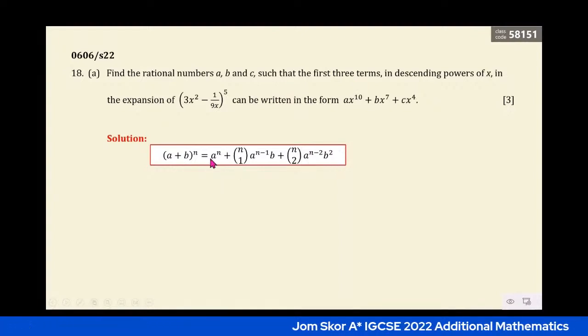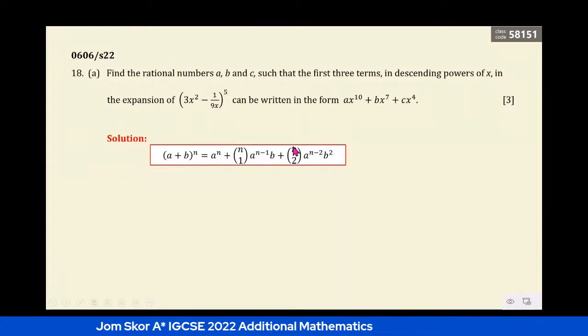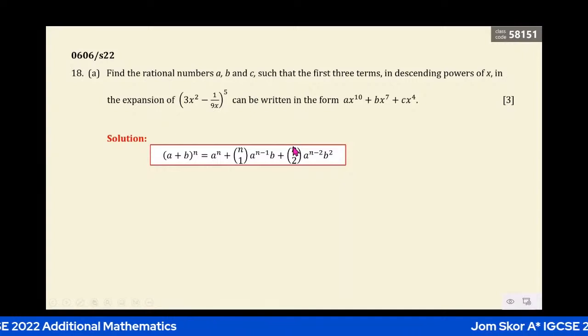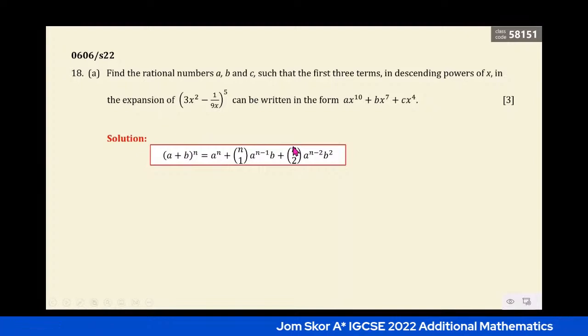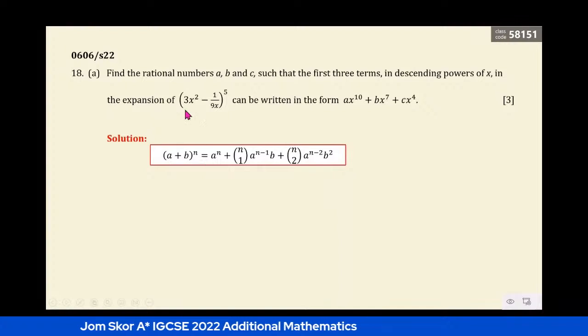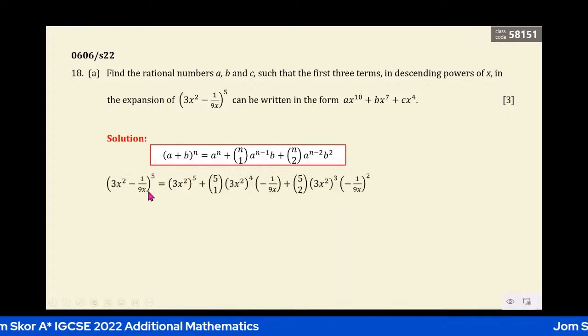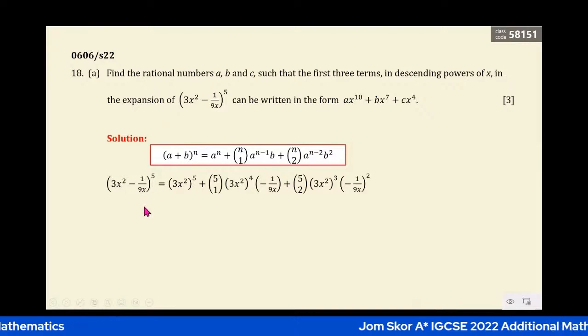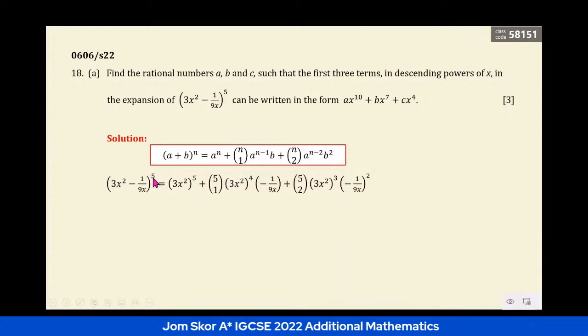First term, second term, third term. Okay, tak payahlah sampai nr tu. Kalau you all refer dekat depan, formula depan tu, dia sampai nr. Lepas tu dot dot dot lagi kan. Okay. Alright, so now A is equal to 3x square and then B is equal to negative 1 over 9x to the power of 5. Okay, and dia sekarang ni 5.